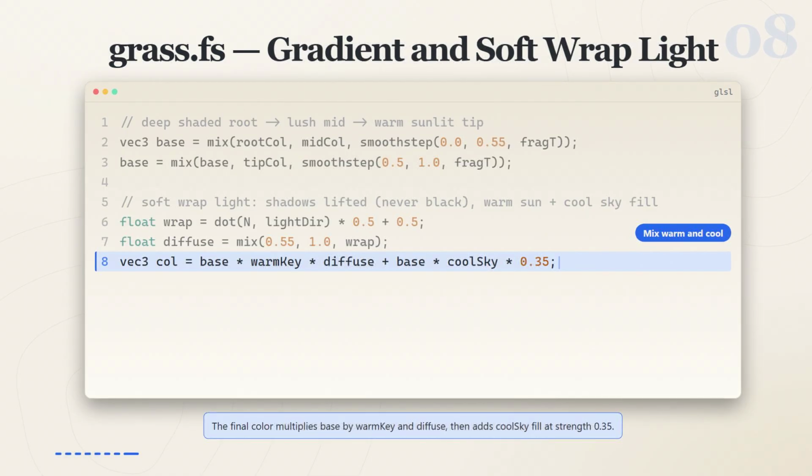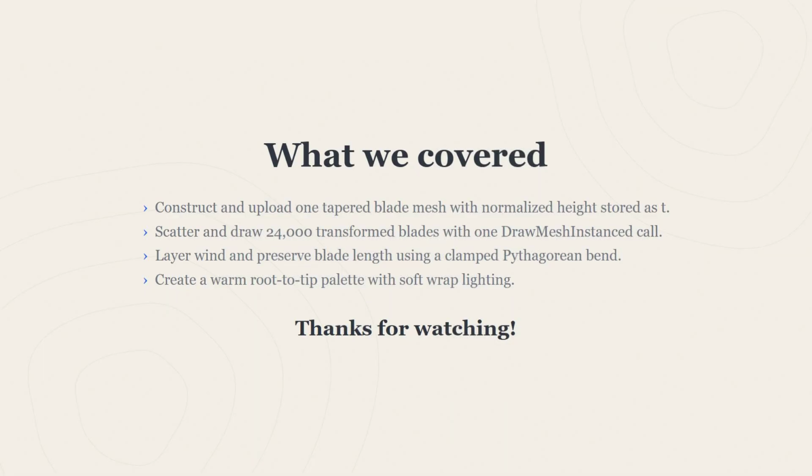The finished rule remains precise. Lighting adds mood, but fixed length comes from bending on a circle. You now have one uploaded blade, 24,000 stable instances, layered GPU wind, and soft golden hour shading. Remember the governing rule: bend on a circle, never by adding reach.